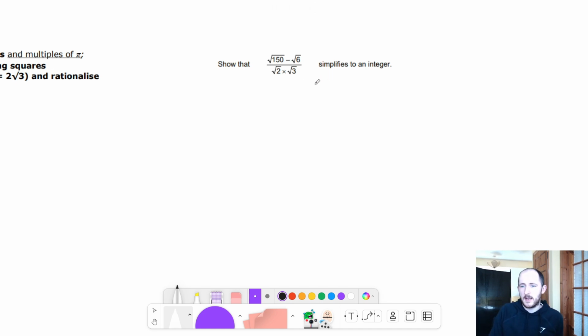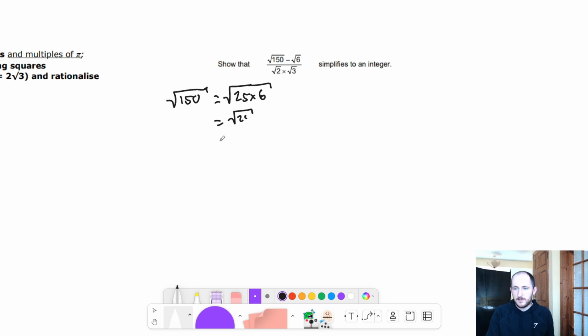Simplifying surds works like this. You can write 150 as a product of two numbers. Now I want to pick a square number because I can square root it. So the square number I'm thinking of is 25. And 25 times what gives me 150? 25 times 6. So that can be written as square root 25 square root 6. What's square root 25? It's 5. That is what they mean by simplifying a surd.